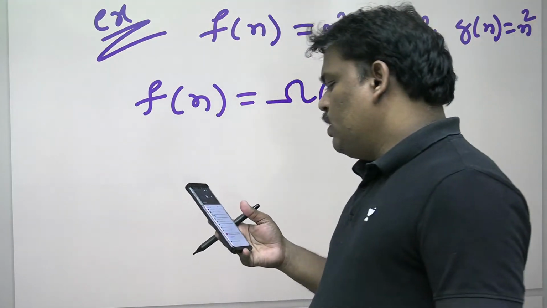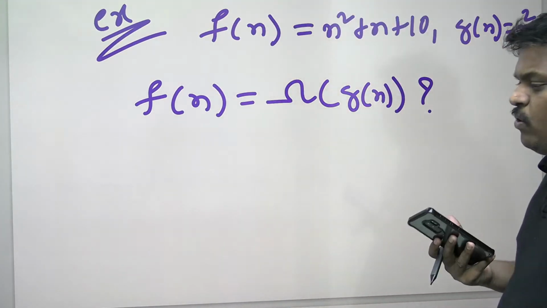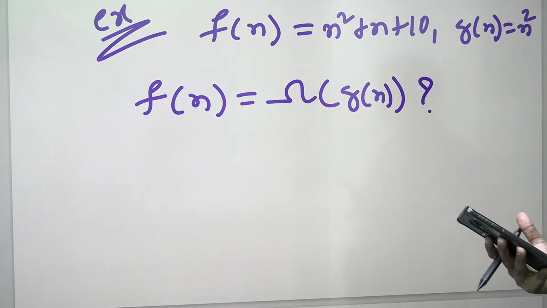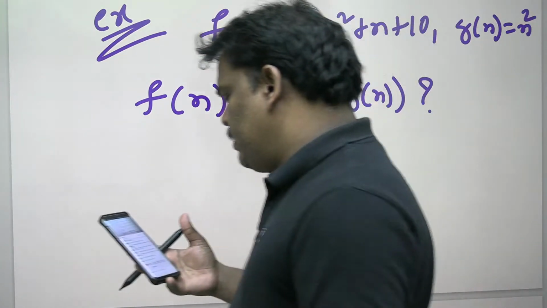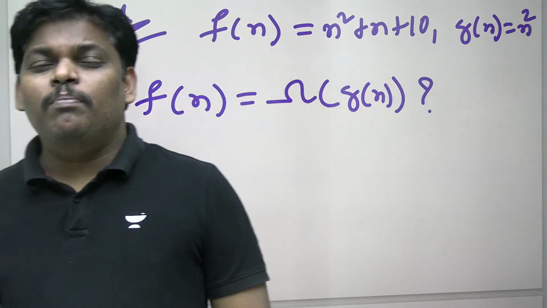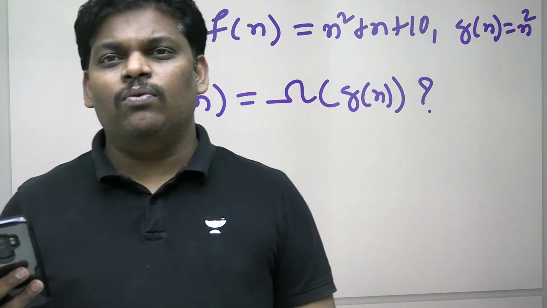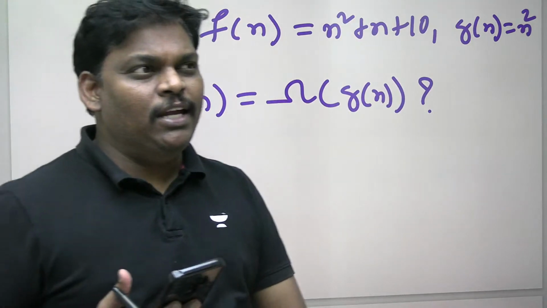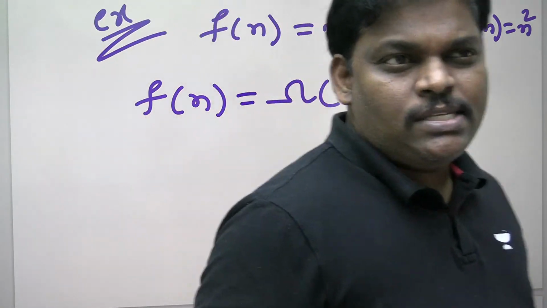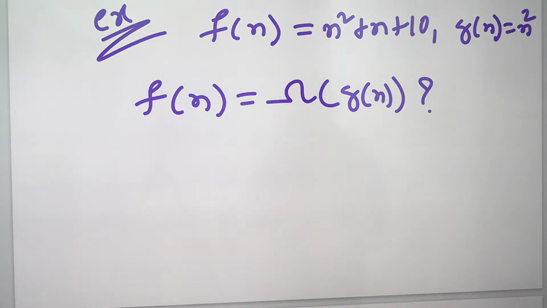If anyone knows, please let me know. How will you prove f of n is omega of g of n? Remember, big O means less than or equal to. Omega means greater than or equal to. I am giving a hint also. Can you try? Yeah, Ahmad Raja is saying c is equal to 1. True, exactly.